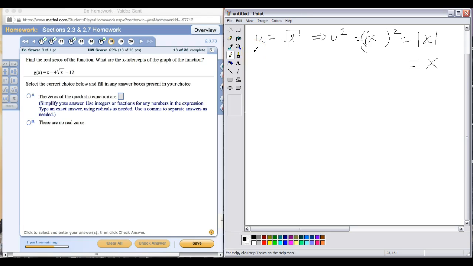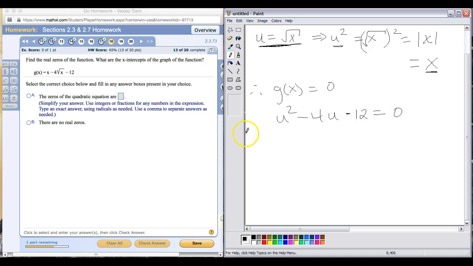So now that we know that we're going to replace square root of x with u and u squared with x, if we rewrite this problem now, we know that g of x is going to equal 0. Now that's going to be, instead of x, u squared, and instead of minus 4 times square root of x, it'll be minus 4u, and then we'll have minus 12 there.